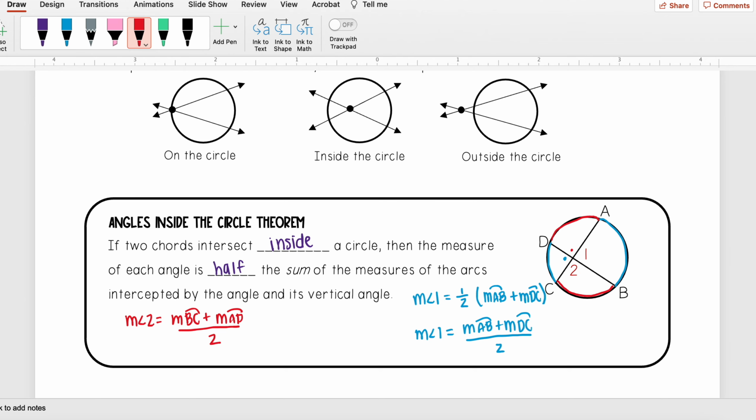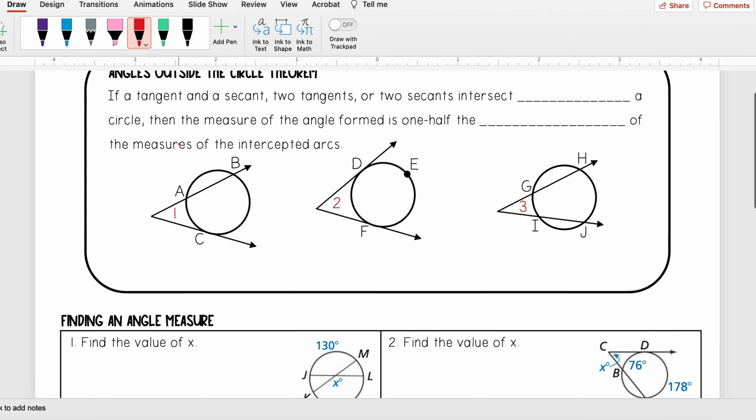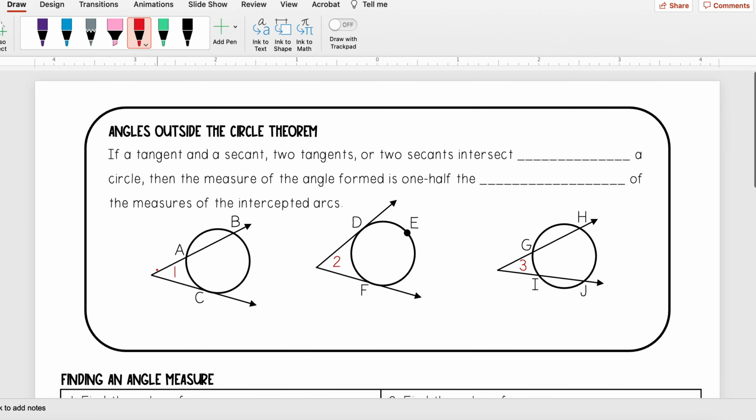We can also find the angles that are intersected outside the circle. So if a tangent and a secant, two tangents or two secants intersect outside a circle, then the measure of the angle formed is 1/2 the difference of the measures of the intercepted arcs. And so we see we have three different ways this could look.